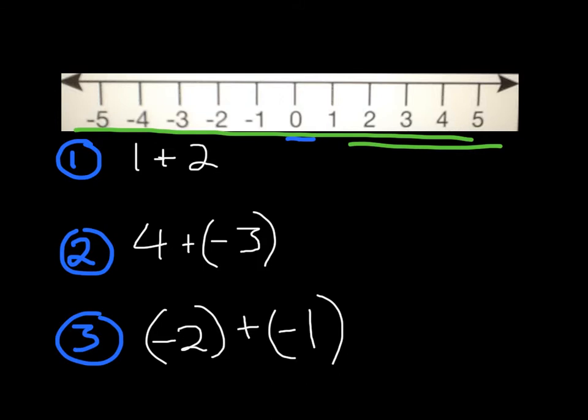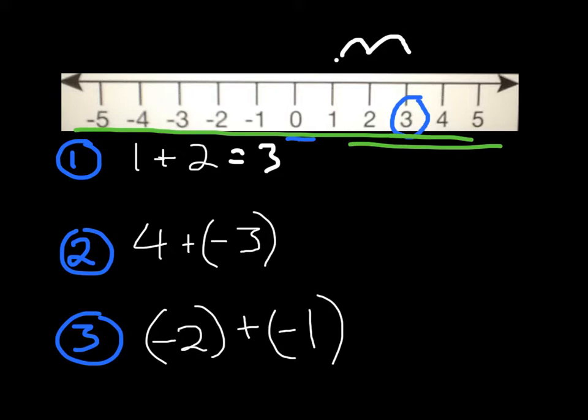Okay, so let's look at number 1 here. If we have 1 plus 2, we all know that 1 plus 2 equals 3, right? But how do we get there? Well, if we start at 1 on our number line, and we add 2, that means going to the right 2 spots, we end up at our 3. Okay, so that's why 1 plus 2 equals 3.